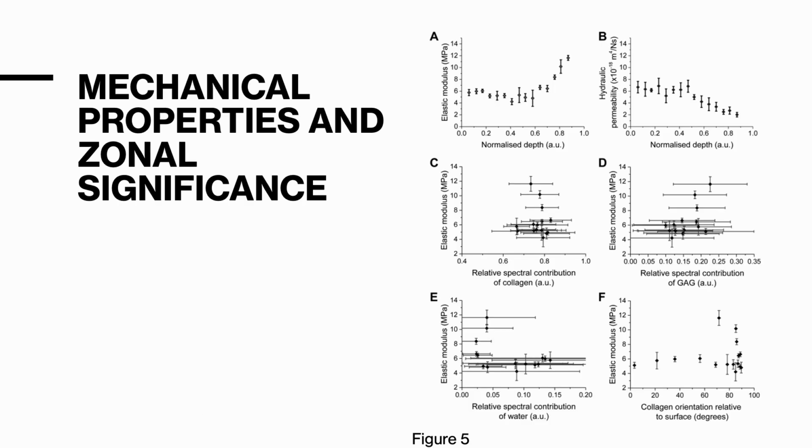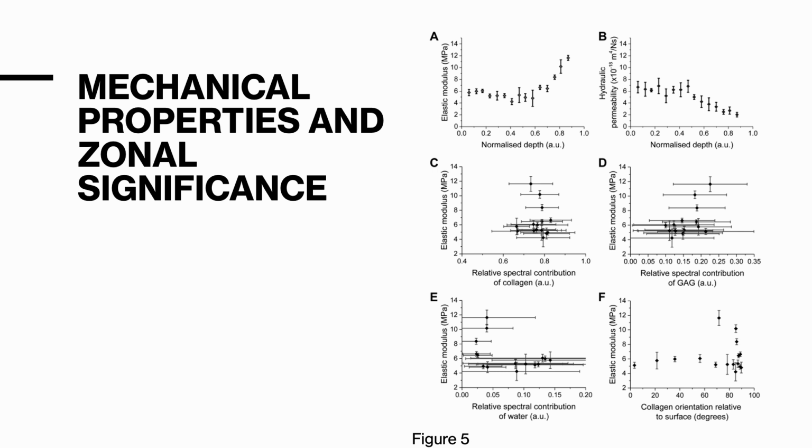Figure 5 then links these sublayers to mechanical measurements via nano-indentation. The authors performed indentations at different depths and plotted how the elastic modulus, E, and hydraulic permeability, K, changed as they moved deeper from the surface towards the tide mark. On the graph, the modulus increases substantially with depth, hitting its highest point closer to the calcified interface, while permeability decreased in the same region.